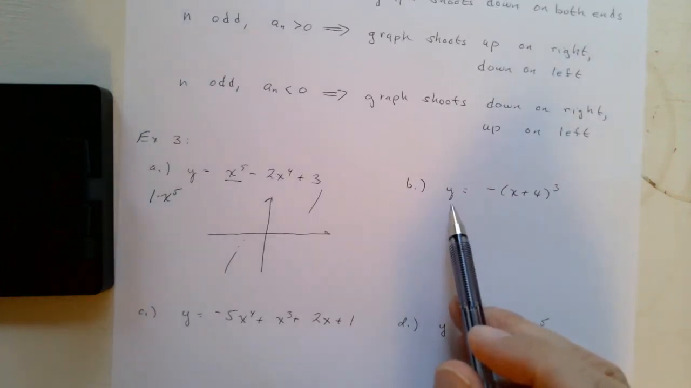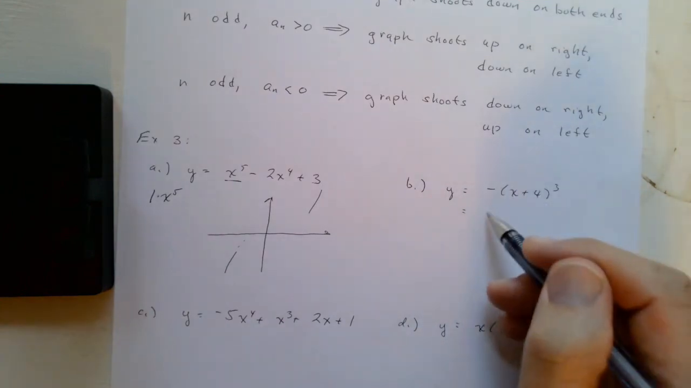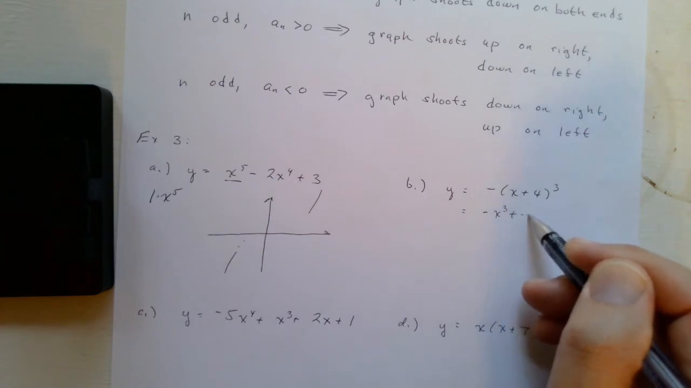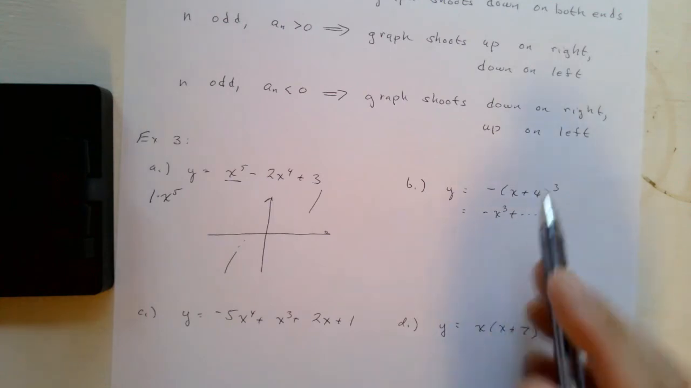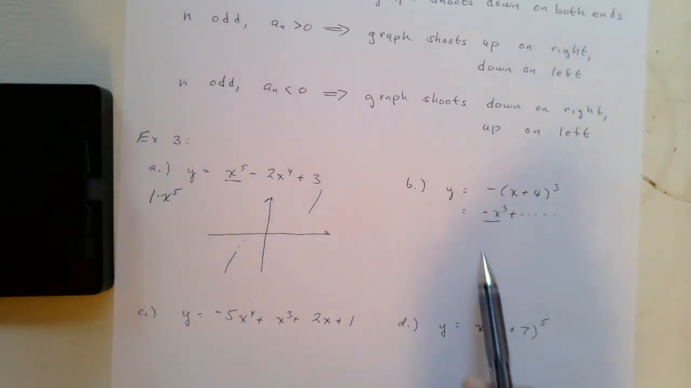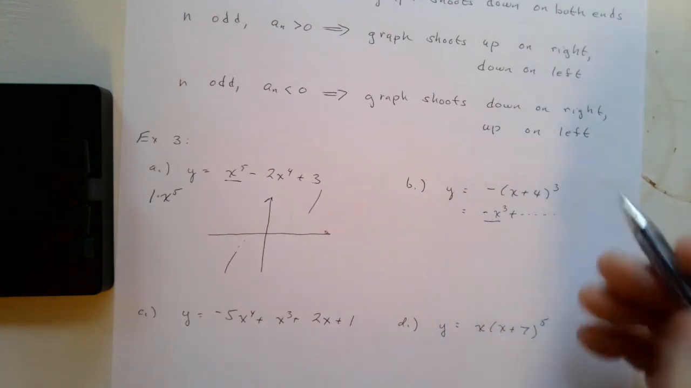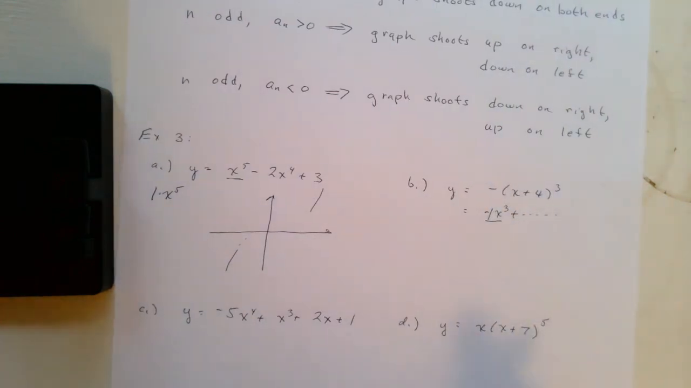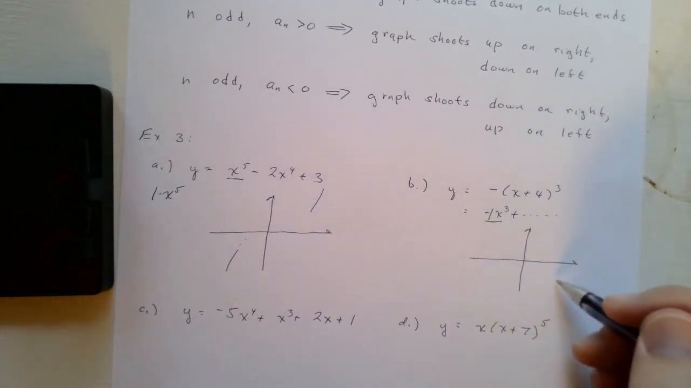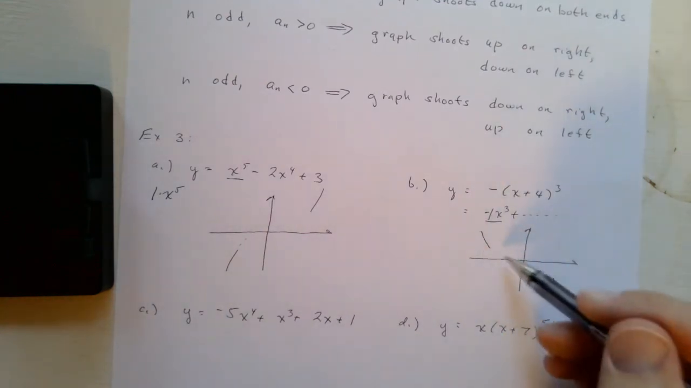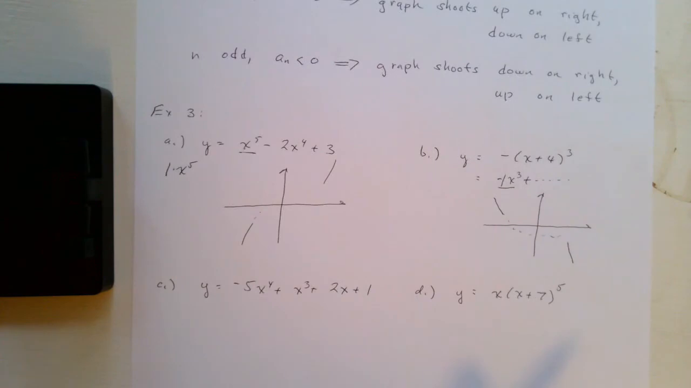If we look at part B, if we were to multiply this out, this would be negative x cubed plus some other terms, right? And we don't really care what the other terms are. We just need to find what the leading term is. And here, the degree is 3, so it's odd, and the leading coefficient is -1. We can write this as -1 if we want. So now we're in the opposite situation, where it's shooting down on the right and up on the left. And again, we don't know exactly what happens in between. But that's the end behavior.